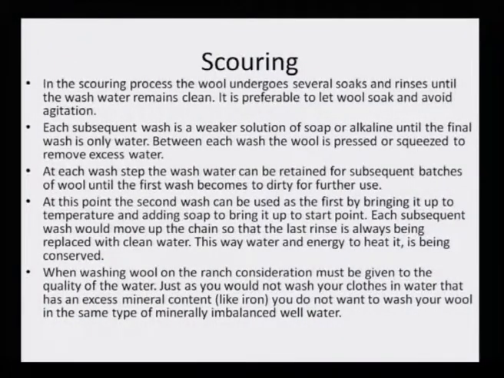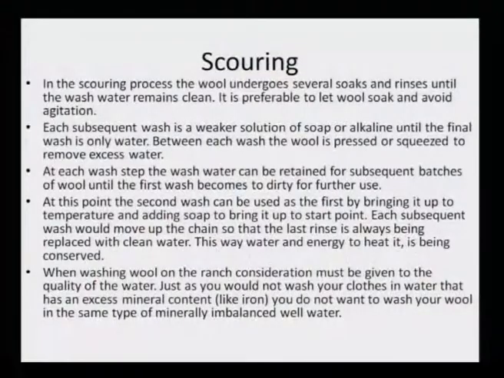So, one thing that you have understood now, that scouring with a mild soap at 60 degrees has to be done several times. At each wash step, the wash water can be retained for subsequent batches of wool until the first wash becomes too dirty for further use. So, you see, it is not that you just take the soap solution and throw it away. The same soap solution can be used again and again.